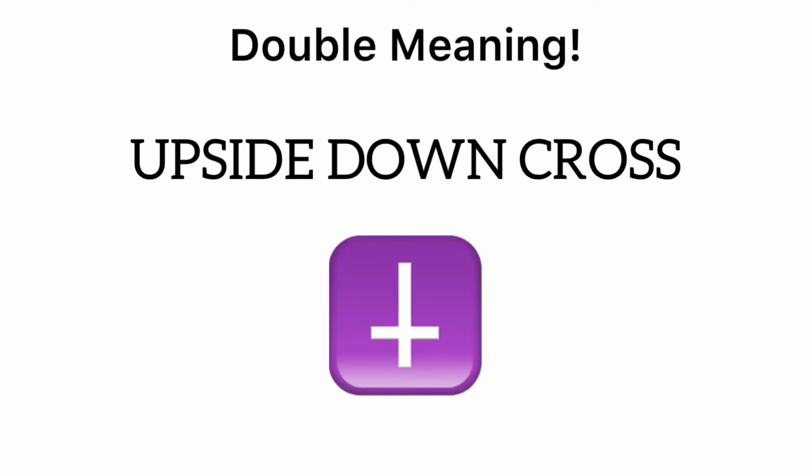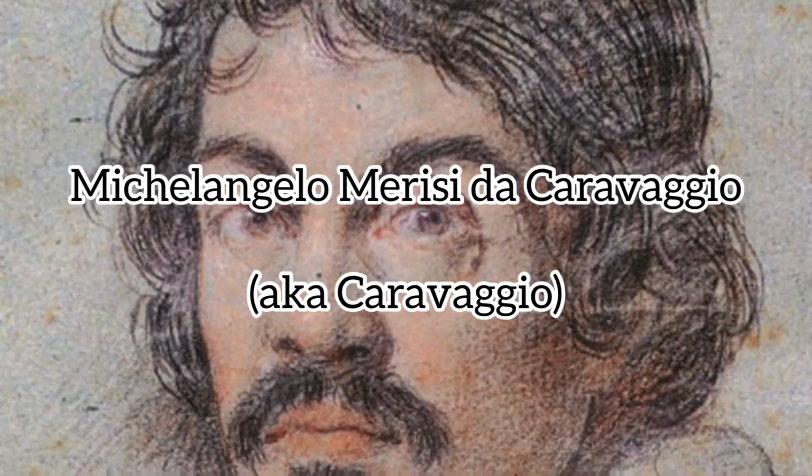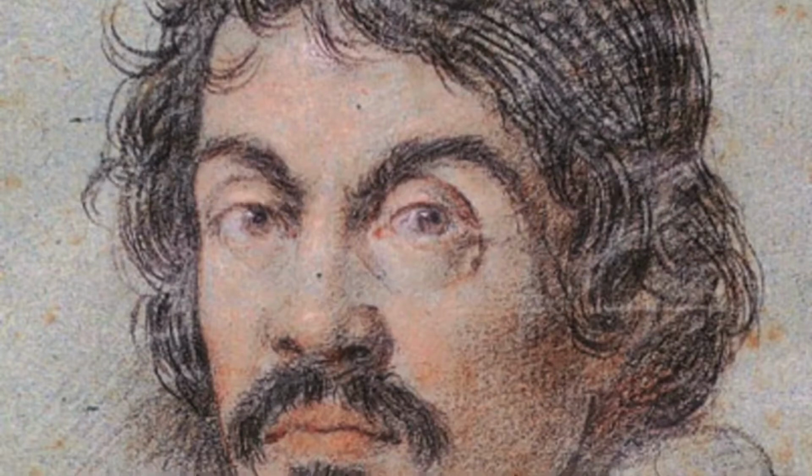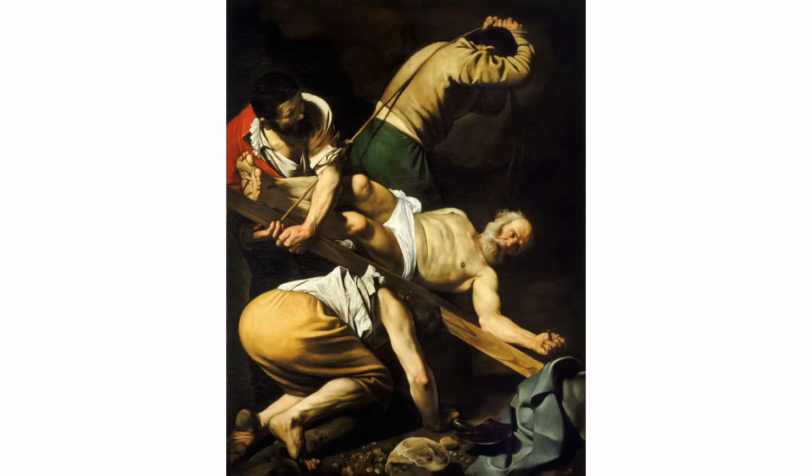Today, we are going to discuss the double meaning behind the symbol of the upside-down cross, one of which is portrayed in Michelangelo Merisi da Caravaggio's piece from 1601 called The Crucifixion of St. Peter. This powerful religious piece comes from the Baroque era of art history, where artists commissioned for churches, including Caravaggio, were pushing the boundaries set by work of the High Renaissance.